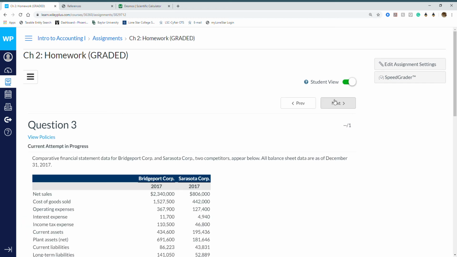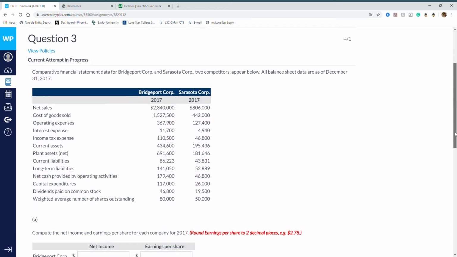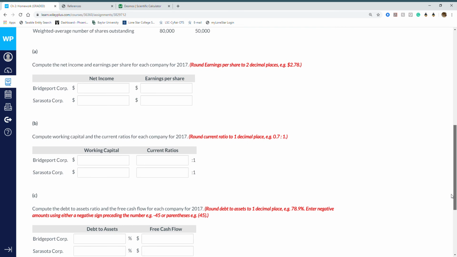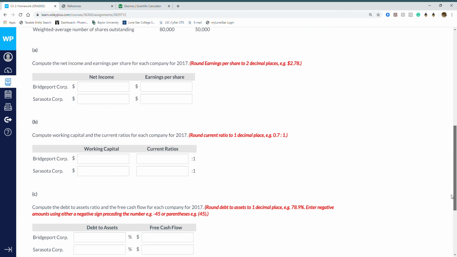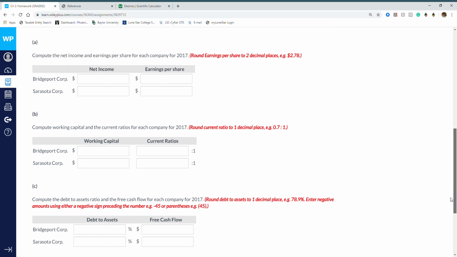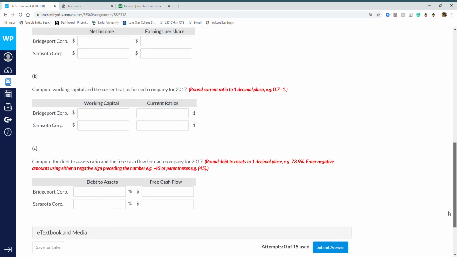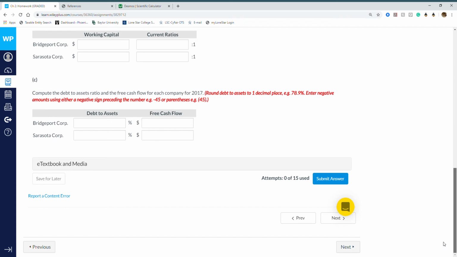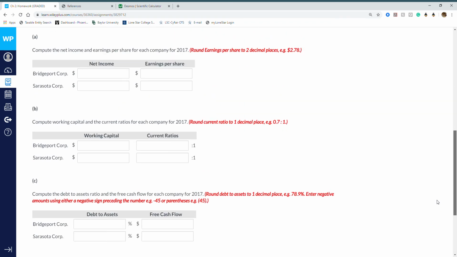So, we have comparable financial statement data for Bridge Corp and Sarasota Corp, 2 competitors, appear below. All balance sheet data is as recorded. Cool. So first off, we have to figure out our net income, net earnings per share, doing 2 decimal places, working capital, current ratios, debt to asset, and free cash flow. Nice. Lots of fun stuff there.